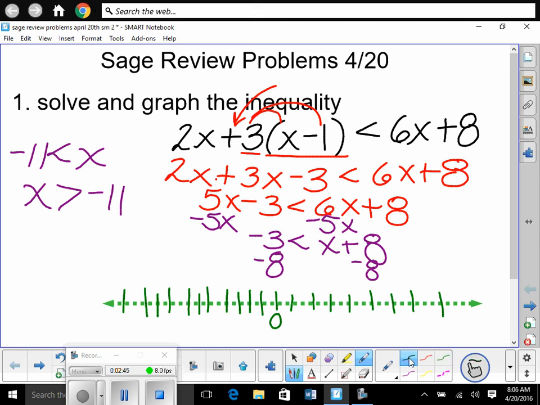So x value is greater than negative 11. So here's negative 11. So it starts at negative 11. Does it include negative 11? No, so we leave it an open circle. The x value is greater than negative 11, guys. We'll point this way because think about it. Isn't negative 10 larger than negative 11? Yes. All of these numbers, including all these numbers, are greater than negative 11. So that's why it points that way. Questions on that? Okay, next problem.